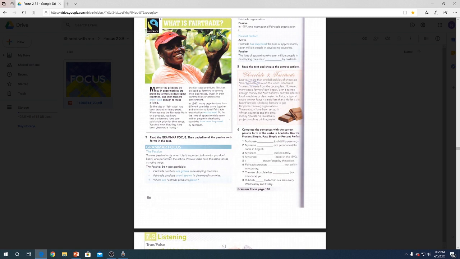You use passive forms when it's not important to know or you don't know who performed the action. Passive verbs have the same tenses as active verbs.